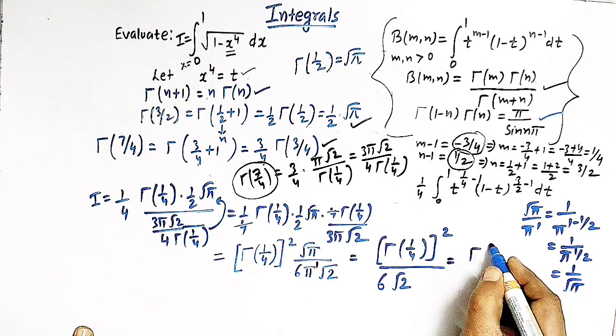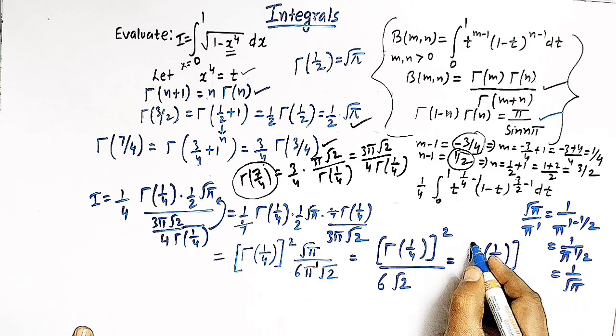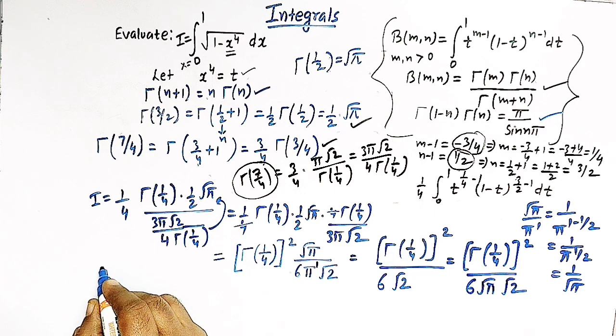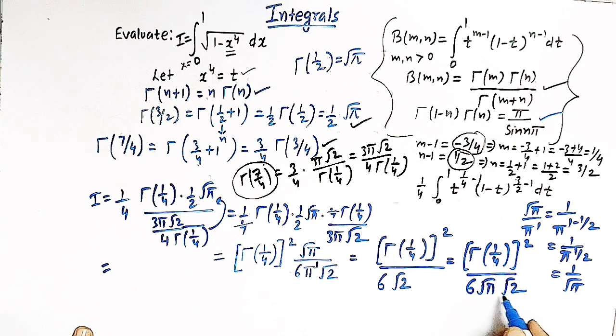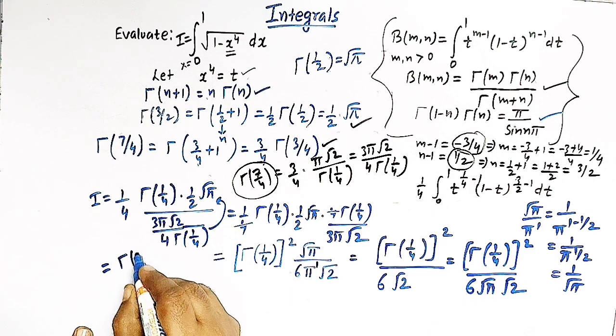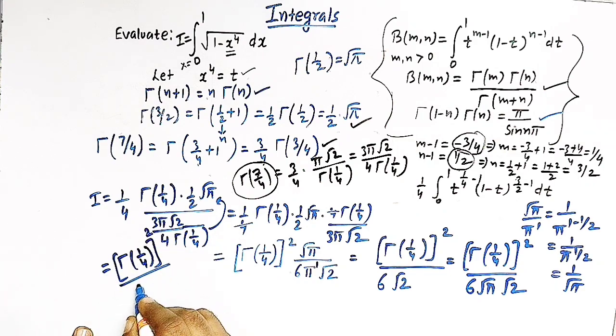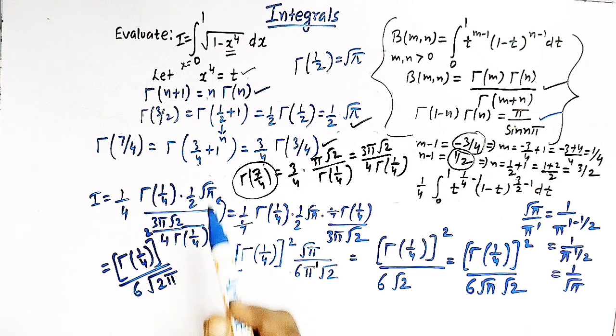So we can now write gamma 1 over 4 square, and then we have here 6 root pi times root 2. So now we can combine these two terms, because here we have square root, here also we have square root. So we can now write gamma 1 over 4 square, and then we have 6 times square root of 2 pi. So viewers, the value of this integral is square of gamma 1 over 4 divided by 6 times square root of 2 pi.